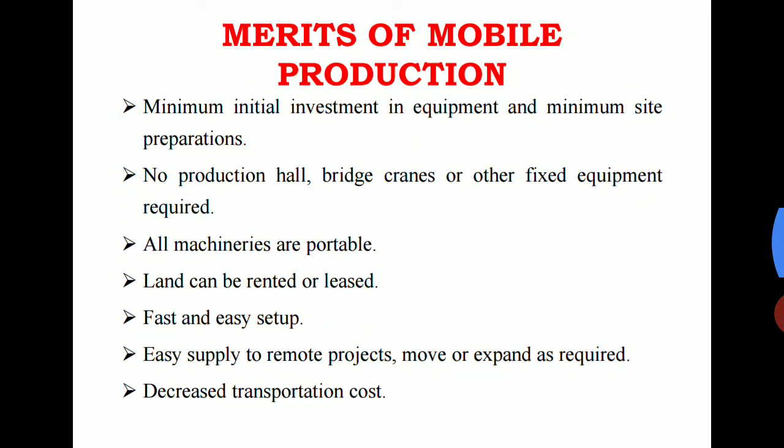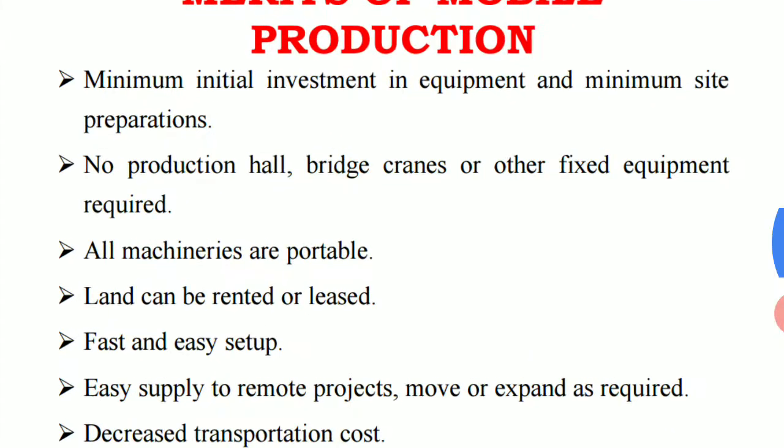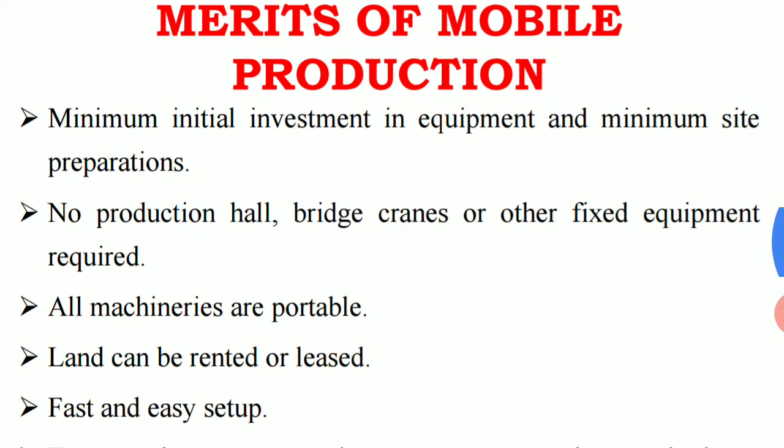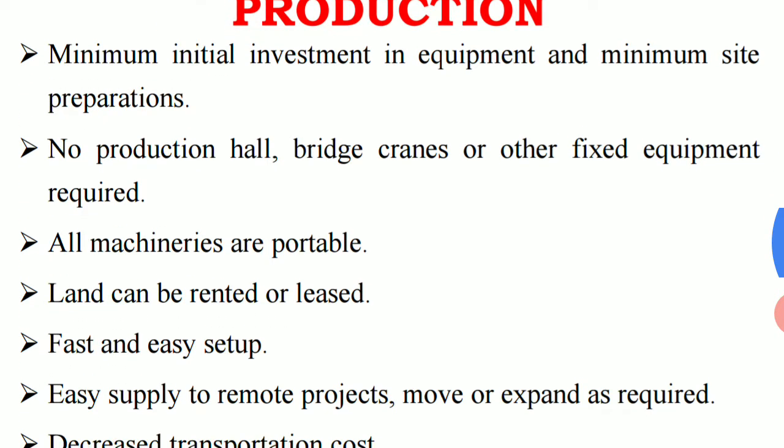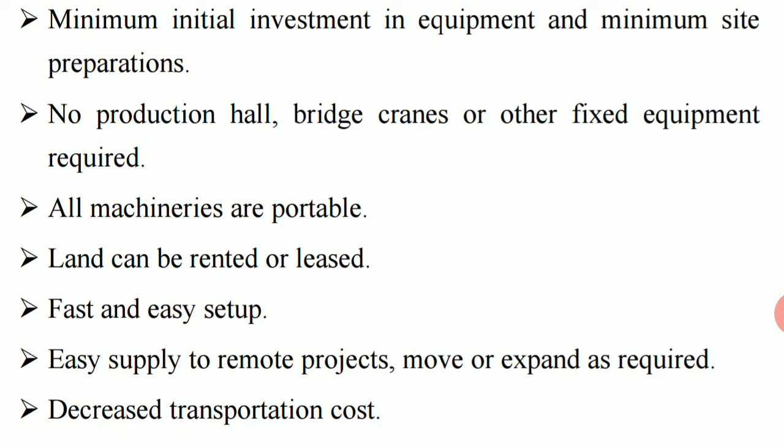And then, which are the main merits of this mobile production? Here the first point is minimum initial investment in equipment and minimum site preparations. Whatever we are using as the mobile production system in prefabrication, for this we require minimum investment, because here we don't require the space to put the entire factory unit there. We can occupy that particular place only for temporary purposes, right?